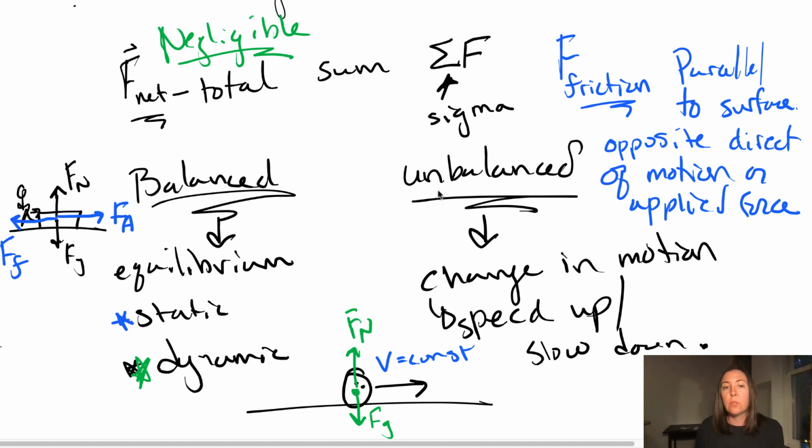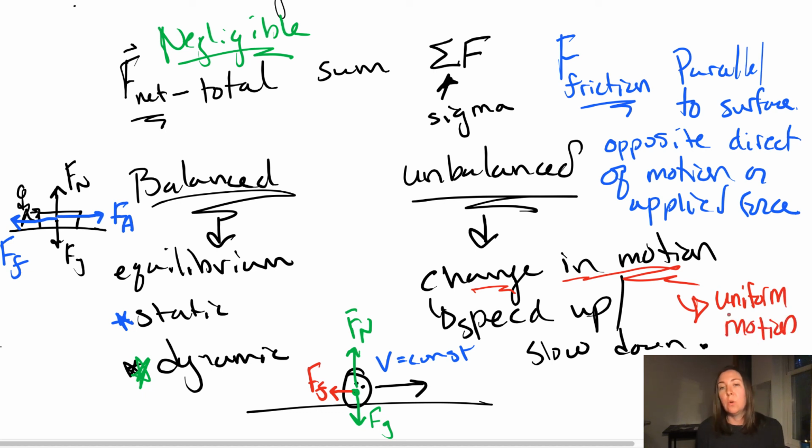Unbalanced forces cause a change in motion. So if there were friction, then that would be pointing in this direction, force of friction. Now our forces are unbalanced, so we're going to have a change in the motion. I'm no longer in uniform motion, or the same thing, constant velocity. I will be accelerating, or in this case, you can use the word decelerating, or slowing down.